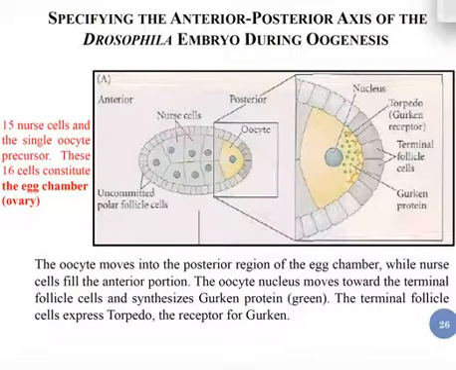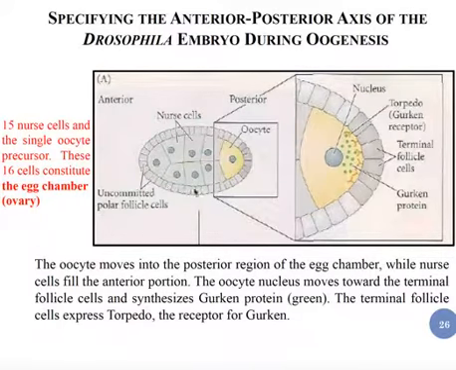So now we'll talk about the specification of the anterior posterior axis in Drosophila, and especially this will happen very early during oogenesis, even before the release of the oocyte and its fertilization. So how is this anterior posterior axis of the Drosophila embryo established during oogenesis?